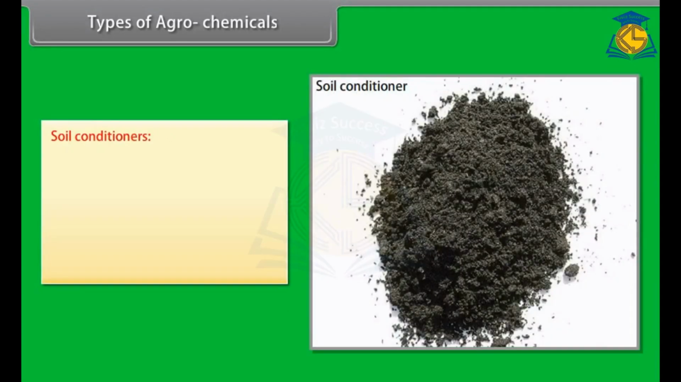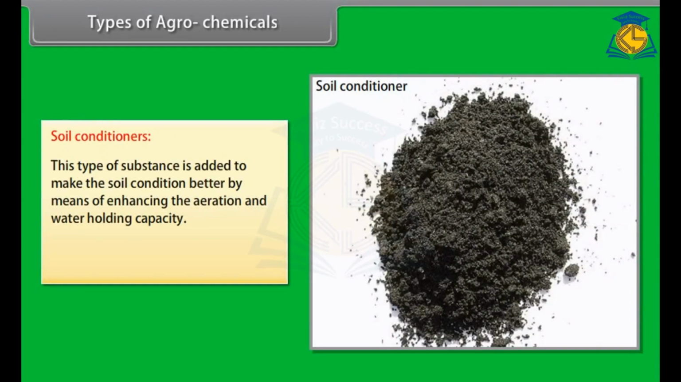Types of agrochemicals. Soil conditioners. This type of substance is added to make the soil condition better by means of enhancing the aeration and water holding capacity. Manures, crop residues, etc. are used in the production of soil conditioner.